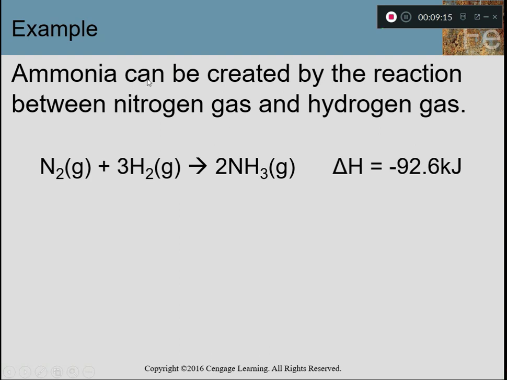Ammonia is generated by the reaction between nitrogen gas and hydrogen gas. So nitrogen plus hydrogen gives you ammonia. We've seen this before. It's a pretty common reaction. Probably seen it all the way back in Chem 1 as a typical one that has weird coefficients of 1, a 3, and a 2. But here's the piece that makes it different. Over here, in addition to the balanced chemical equation, we are going to include a delta H.